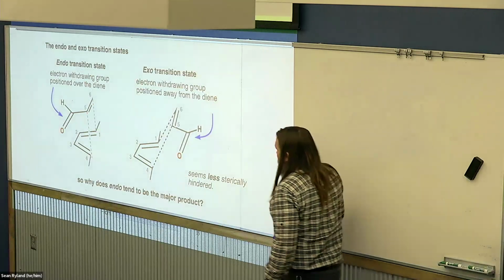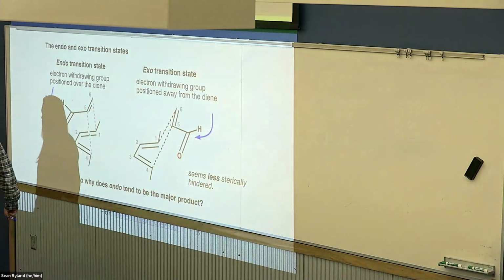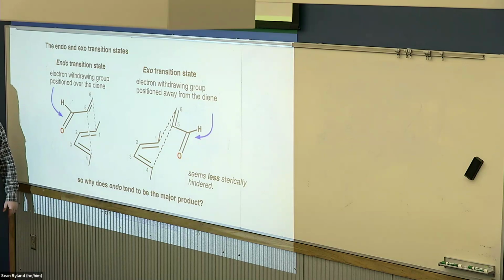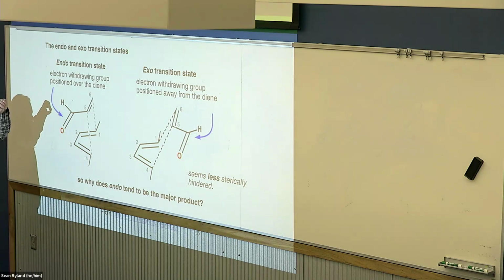Where it gets tricky though, is when you have these other electron withdrawing groups attached to your dienophile, they have pi clouds as well. And their pi clouds are going to want to arrange themselves so that they are helping fill in those LUMOs. Basically, you want your pi clouds to interact with the other pi clouds. So your endo transition state is actually favored kinetically.